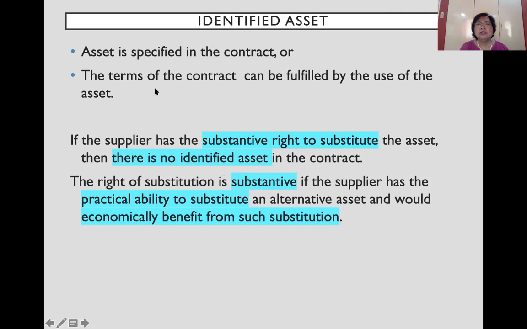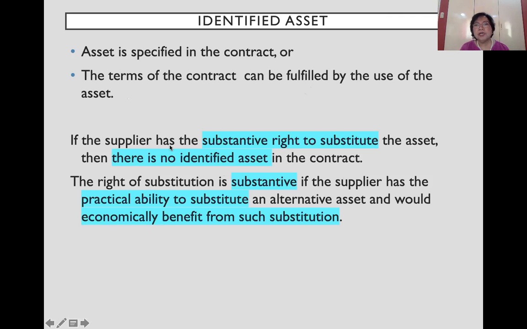Or the terms of the contract can be fulfilled by the lessor by the use of that asset only, or by the supplier. So the terms of the contract can be fulfilled by the supplier by the use of that asset, and that use of that asset is actually transferred to the customer.